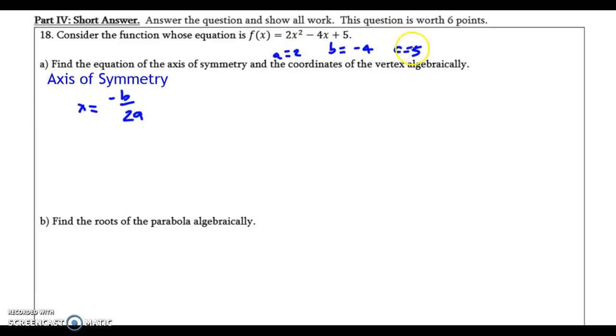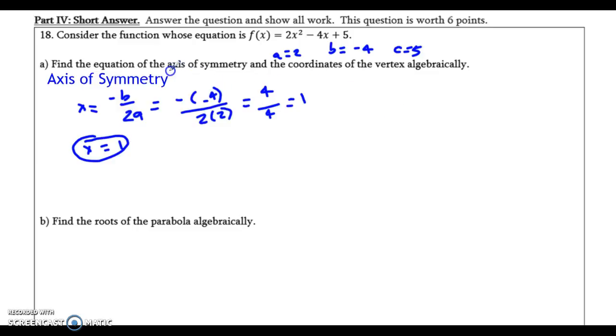Now once we have these values figured out, we're going to use the b value and the a value to try to find the axis of symmetry. We'll simply substitute them in. So here you can see we took the b value, which is negative 4. We substituted it in for b. Notice that it's already negative from the negative b over here. So negative 4 is going to become positive 4. The denominator is going to be 2 times 2, which, as you know, is 4. So my x is equal to 4 over 4, which is going to become very simple. So the axis of symmetry is x equals 1. That's the equation of the axis of symmetry.